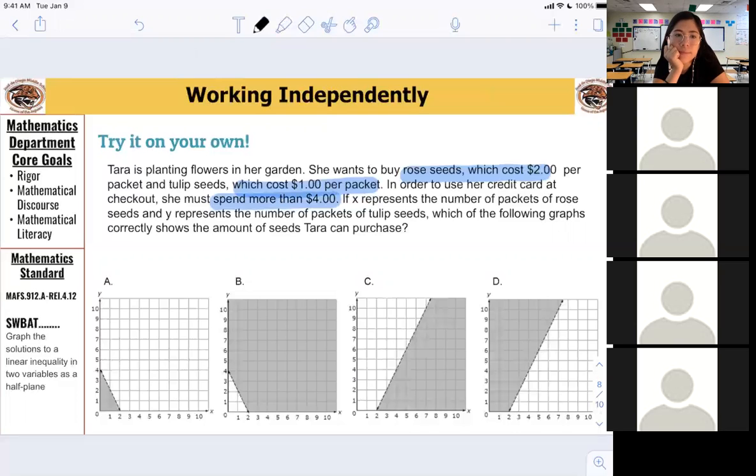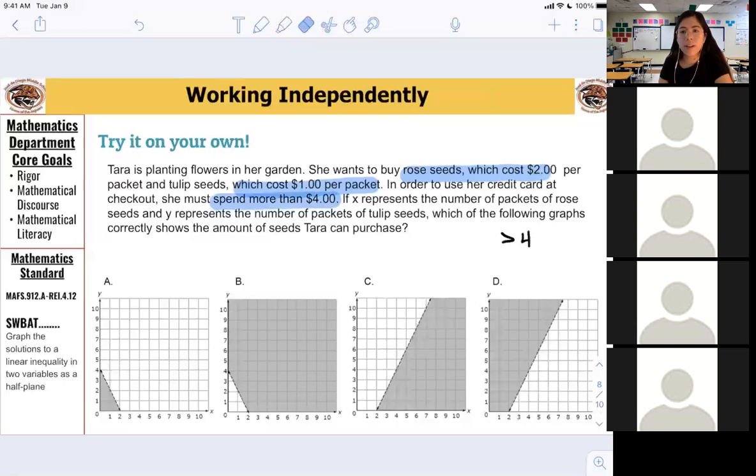Greater than or equal to? Yeah, how'd you choose that one? Because it says that she can spend more than $4. Right, so she has to spend more than $4. Can she spend $4 or does it have to be something more than $4? More, because it said more than $4. Yeah, it says more. So in other words, should this be greater than or equal to or just greater than? Just greater than.